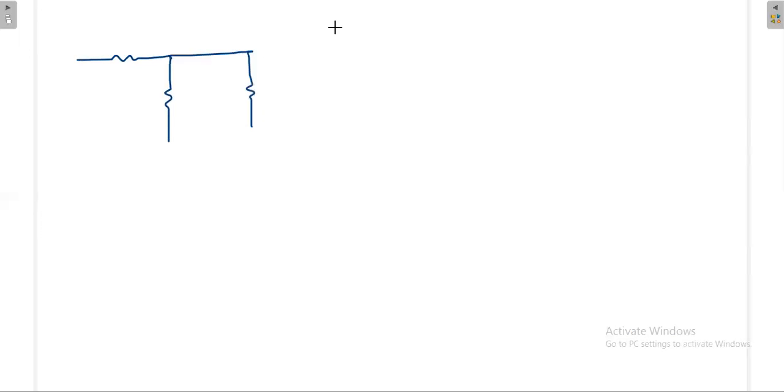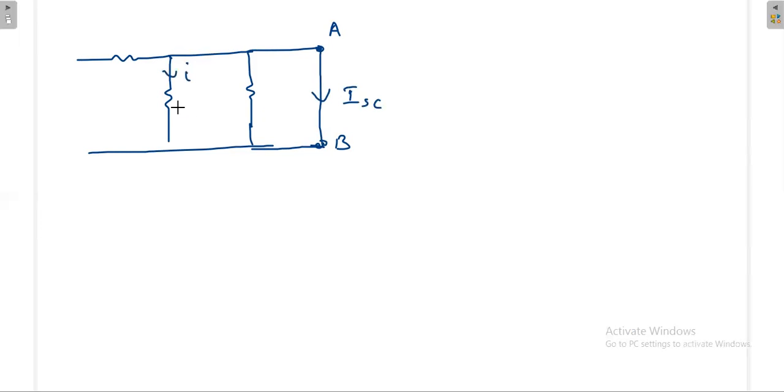So in the previous case, the terminal AB was open. Now the terminal A and B has to be short circuited. Now you have to measure this short circuit current. So this is 1 ohm, this is 2 ohm, this is 1 ohm, plus minus 2I. Now this is short circuit, that means the voltage here is 0 volt.